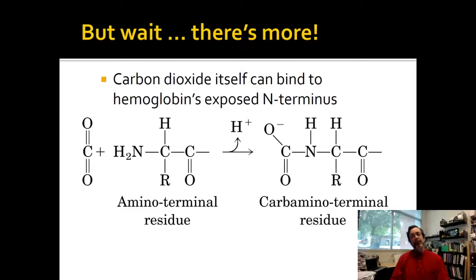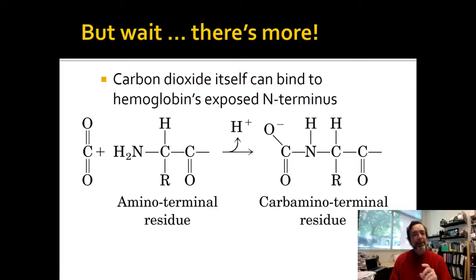But there's even more. The N-terminus actually has a role to play in binding. It turns out that the N-terminus can bind carbon dioxide, CO2, and this is something you couldn't predict without doing the experiment. But CO2 will bind to the amino terminal residue, and that actually kicks off a proton.